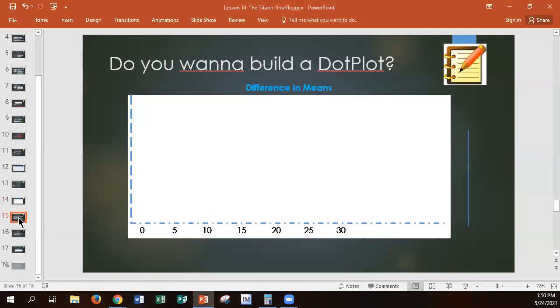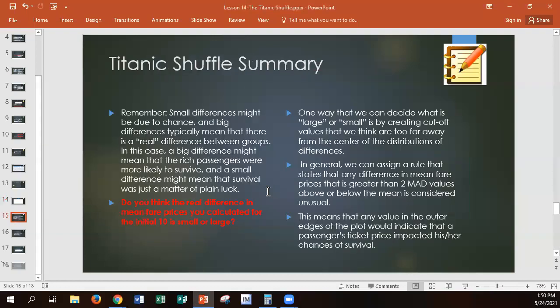So what we want to look at is, remember that small differences might be due to chance, and big differences typically mean that there is a real difference between the groups, meaning there's something real-world affecting the difference between the groups. In this case, a big difference might mean that the rich passengers were more likely to survive, and a small difference might mean that survival was just a matter of plain luck.